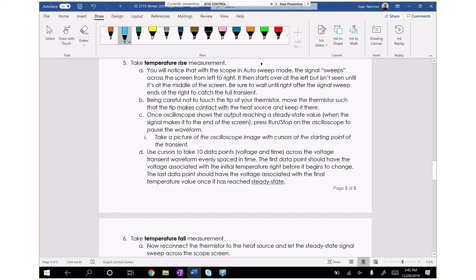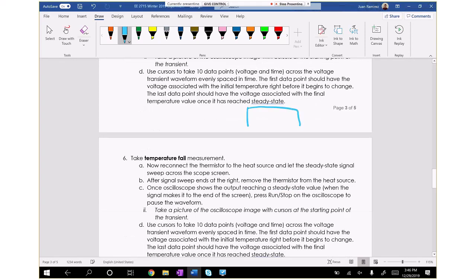And then you're going to do a similar thing, but for the temperature fall measurement. We first analyzed when you apply the thermistor to the power resistor. Now we're going to apply the thermistor to the power resistor for a long time, and then all of a sudden pull it off and see what happens to the voltage, which you'll see will actually do something like this. Okay, it'll have a time constant like an RC capacitor voltage or an RL inductor current. And we're going to do pretty much the same steps.